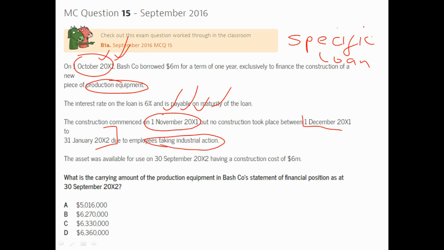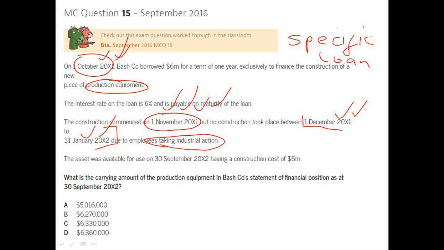Some argue that when the suspension was caused by conditions that are within management control, that's when we stop capitalization. But that guidance is not in the standard. That's how they try to apply the standard to say extended period, but you can cite it, but it's not in the standard. The standard says when the active construction is suspended for an extended period of time, that's when you suspend capitalization. So in this case, we are going to suspend capitalization for these 2 months, December and January.